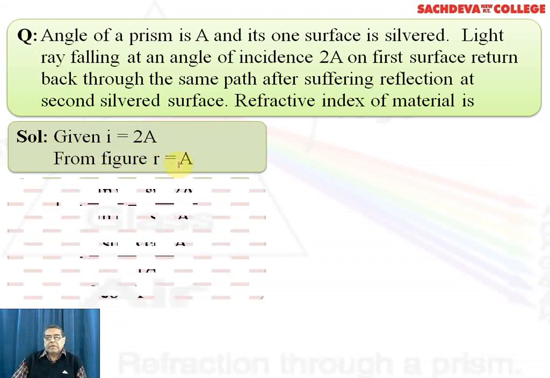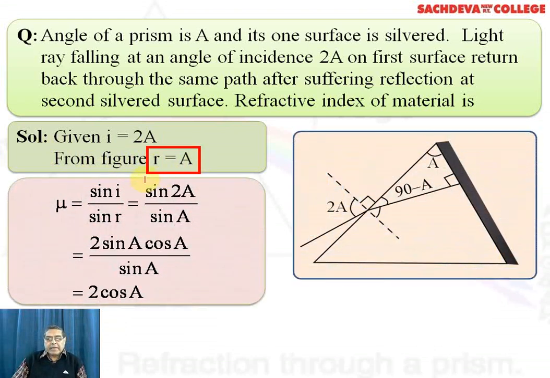So, from the figure, R is equal to A. Now, we can look at the figure on the right side. We find the angle of the prism is A. So, the base angle will become 90 minus A, and the third angle is 90 degrees, that is with the silvered part.